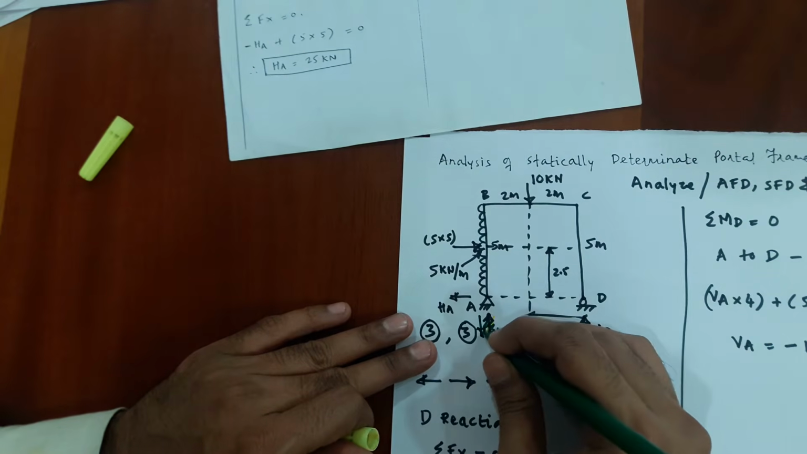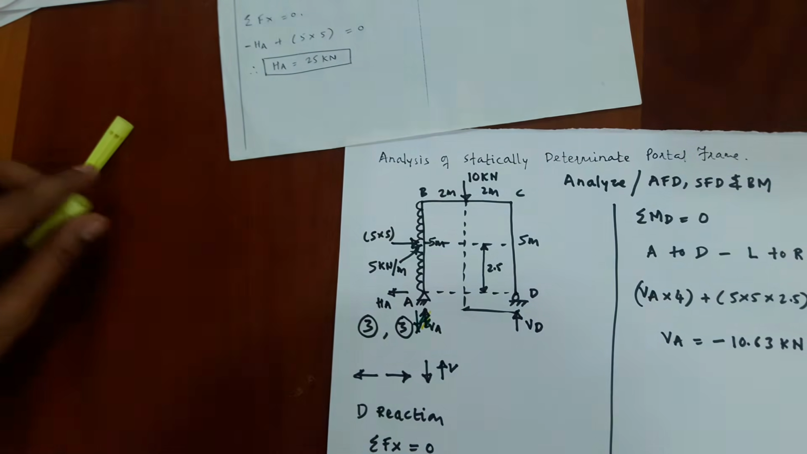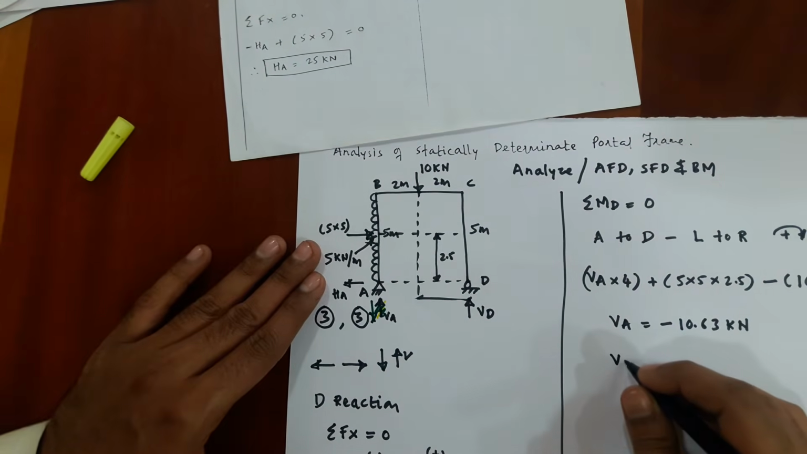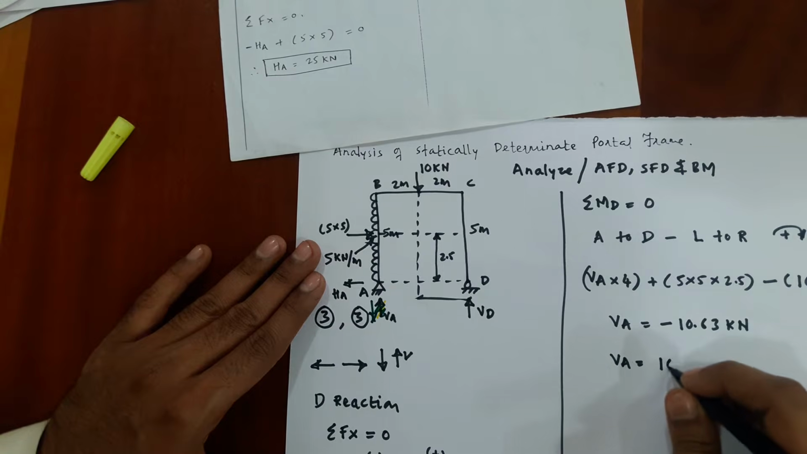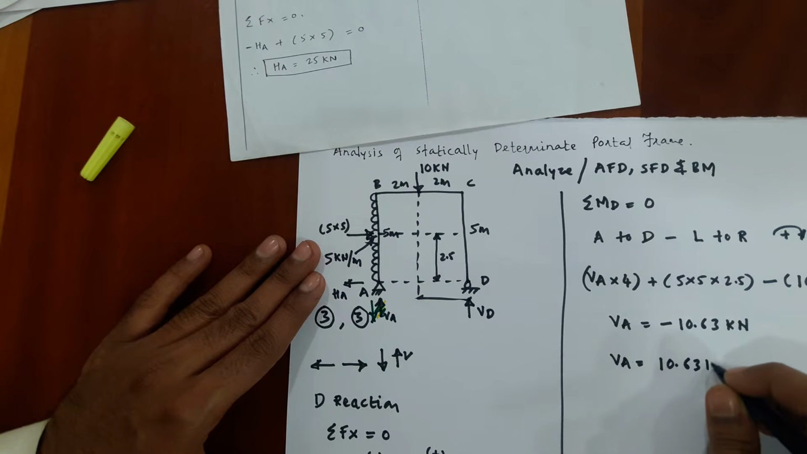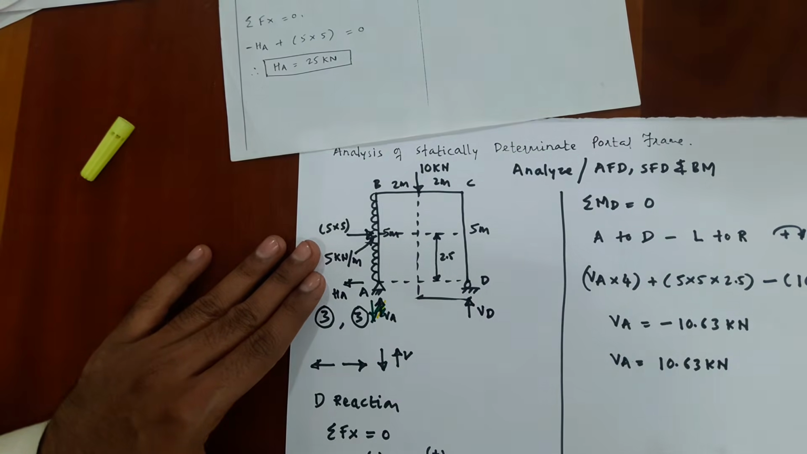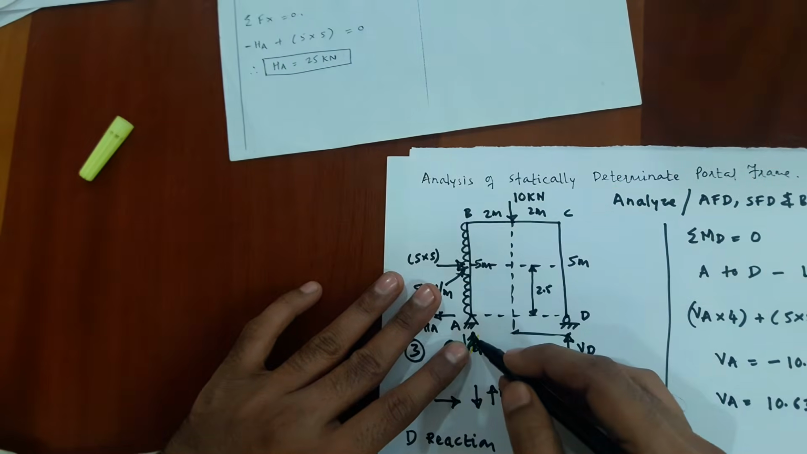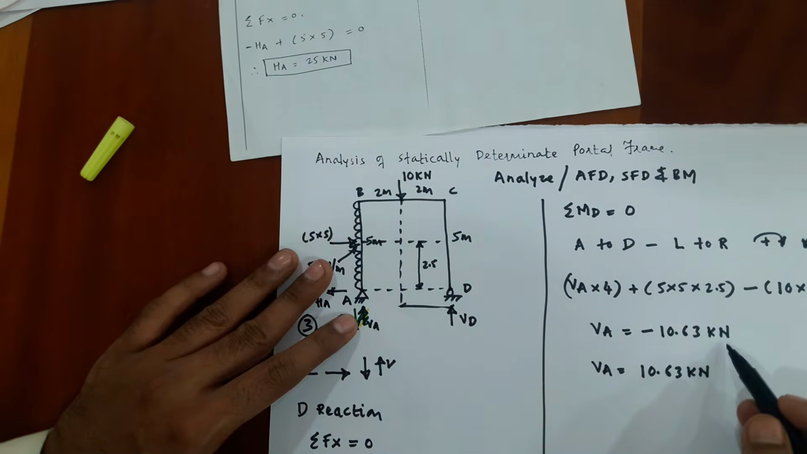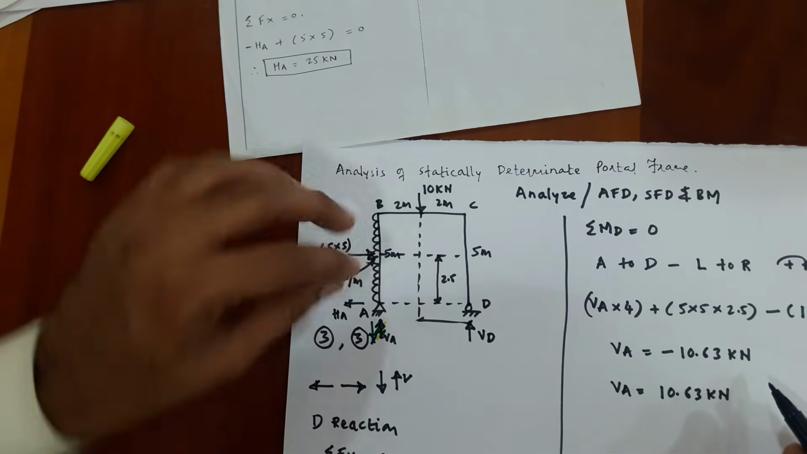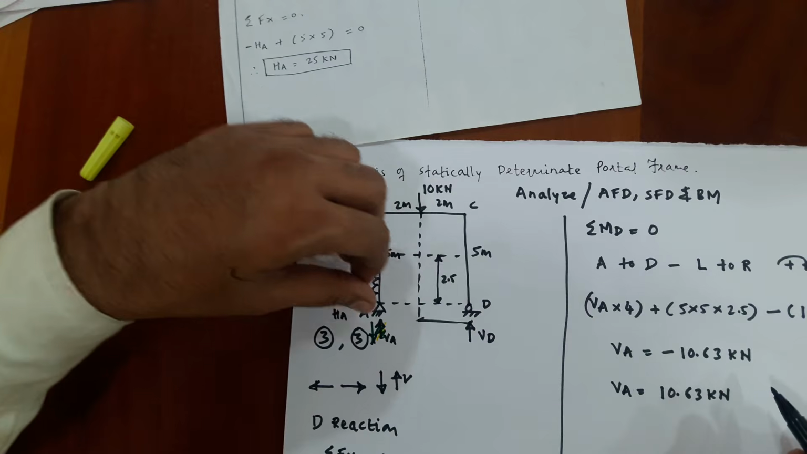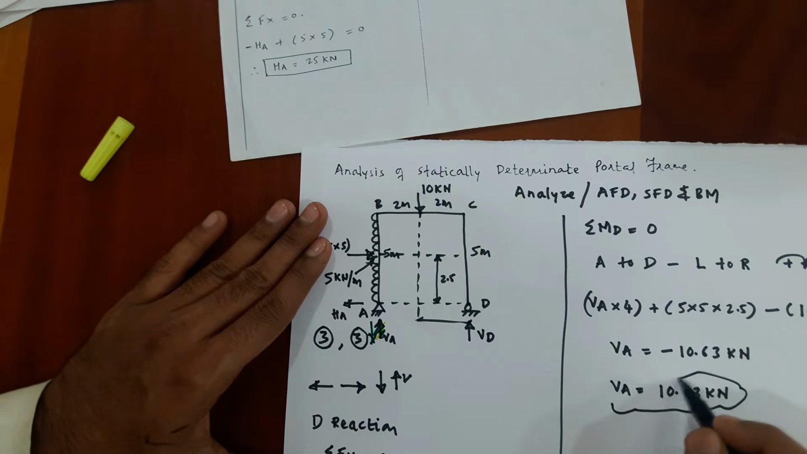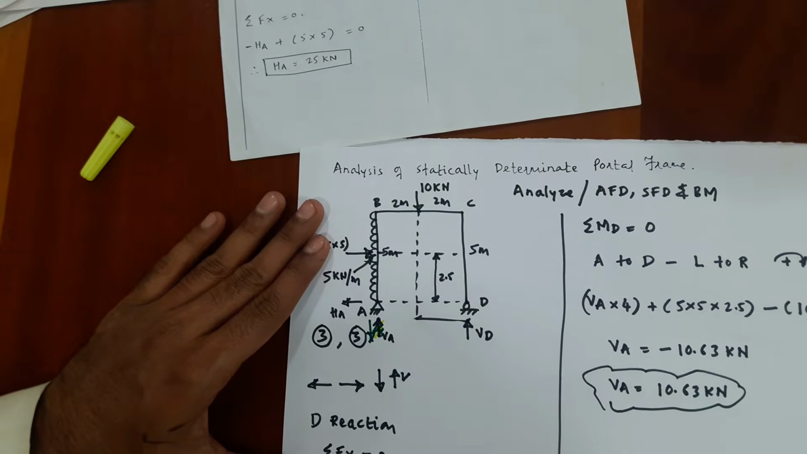It will be like this. It will be downward. After making this downward, you write the value of VA positive, 10.63 kilonewton. You have assumed it upward, you got a negative value. Negative value means whatever direction you have assumed is not correct. It should be downward. Make it downward, then again write the positive value of VA.